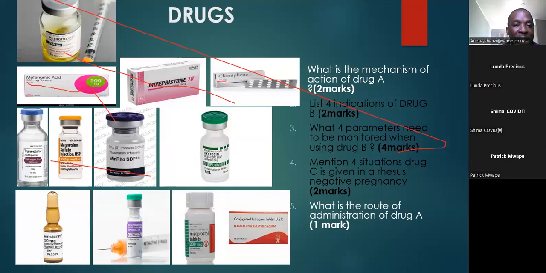We have clomiphene citrate, that infertility drug, which is used to induce ovulation. We have tranexamic acid, commonly used for PPH in our labor wards. We have magnesium, the famous magnesium sulfate. We have anti-D, and we have Dr.